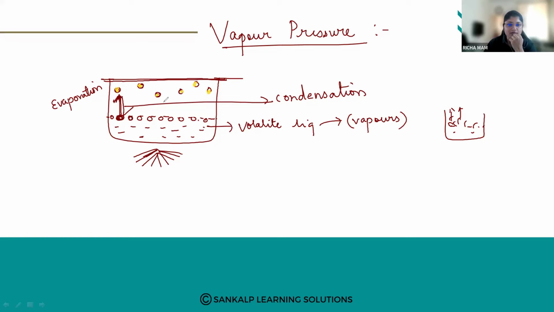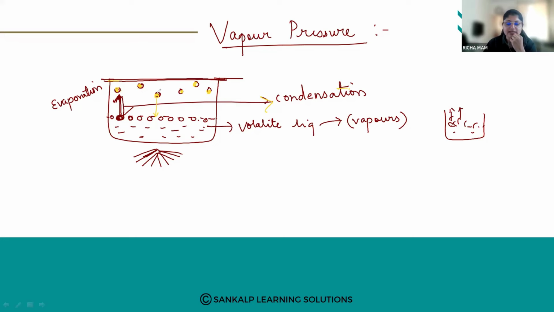Now as it is closed, simultaneously there will be condensation also. Some of the droplets can come back. Whenever you close a lid on a hot vessel, you have seen that droplets form and come back into that vessel, right? This is called condensation. So at the same time there is evaporation and condensation.